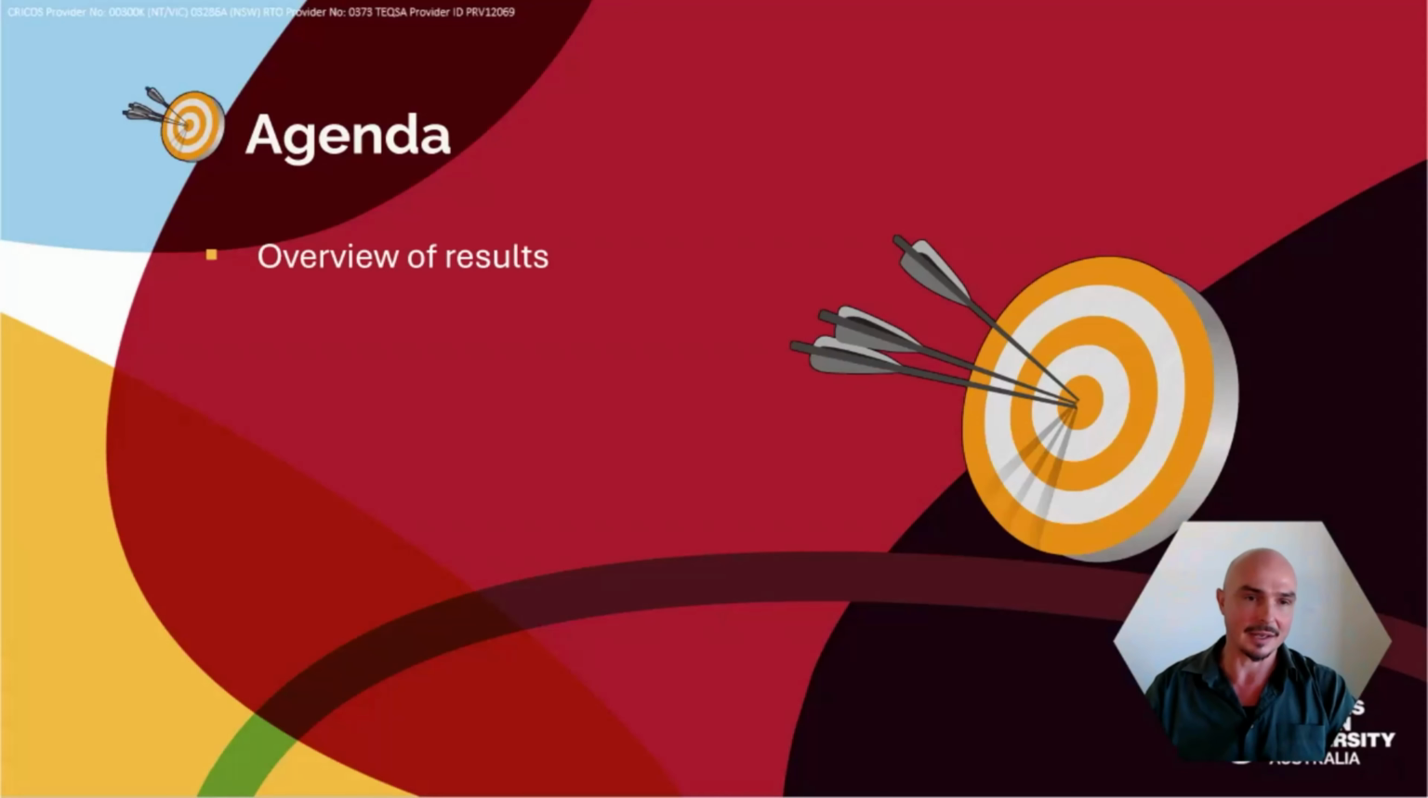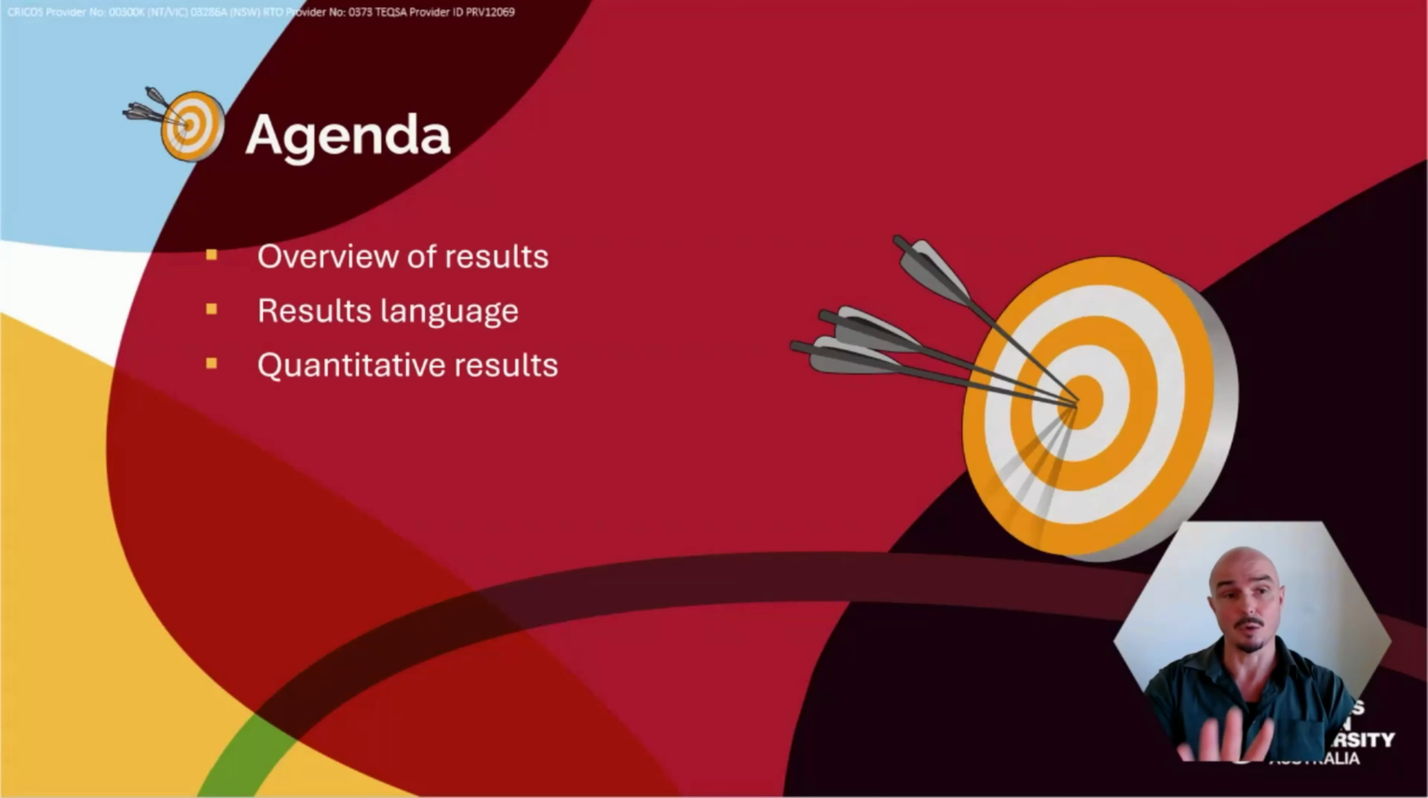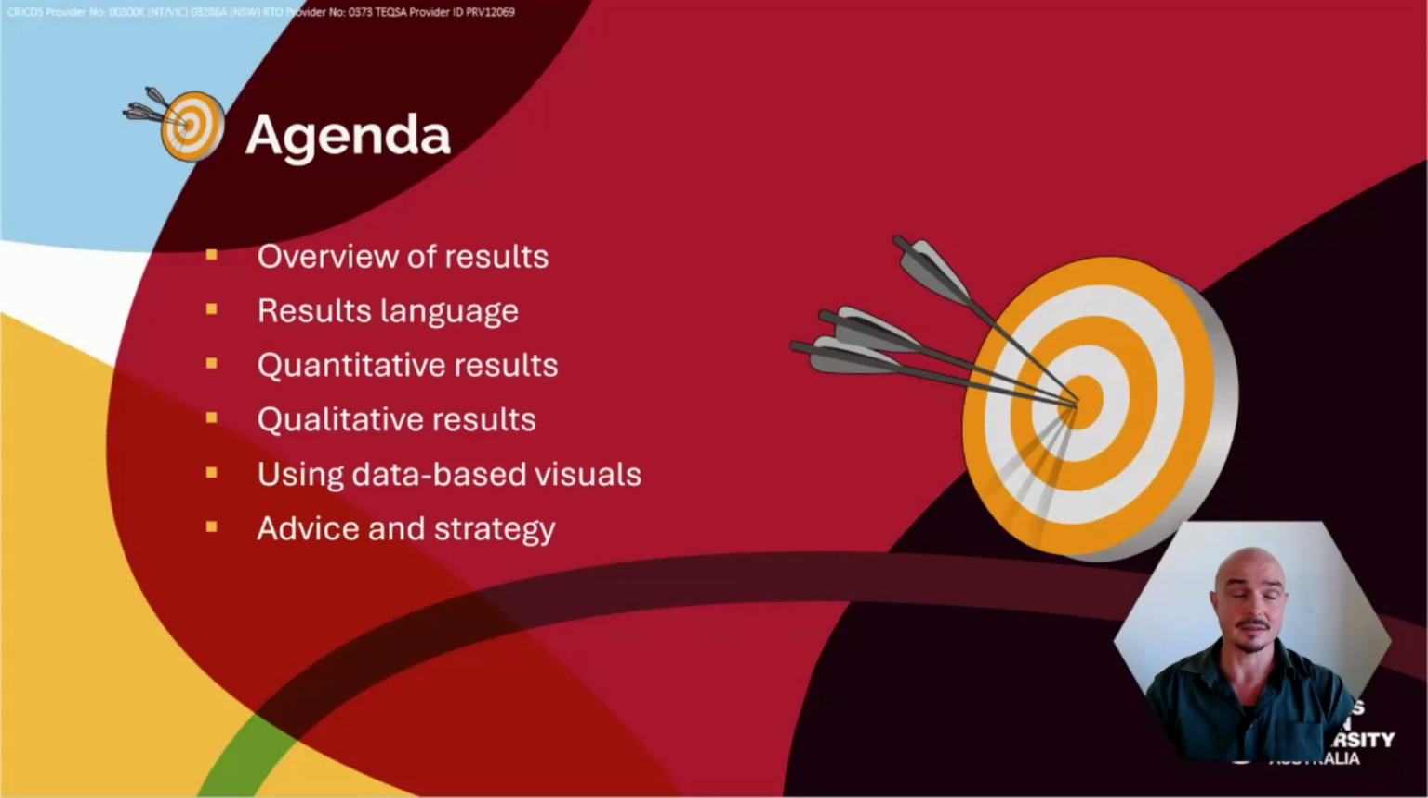Today we're going to look at an overview of the results section, talk about some of the language that we can use, talk about how to represent quantitative and qualitative results, how to represent visual data, and then I'll give you some advice and strategy and plug you into some useful tools in your writing.